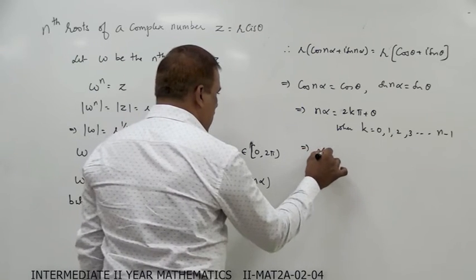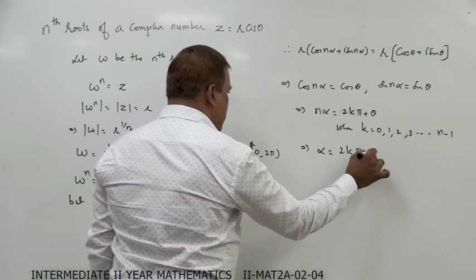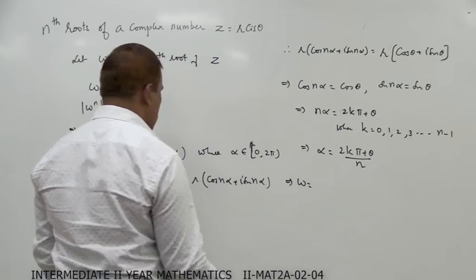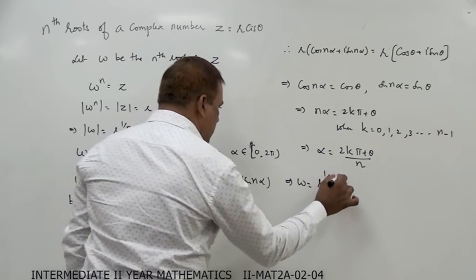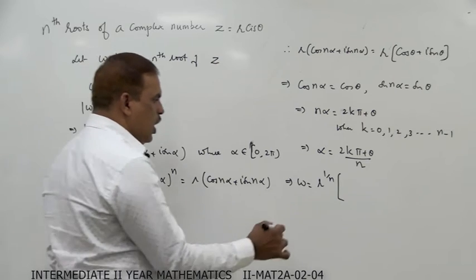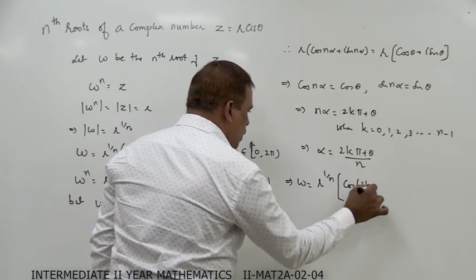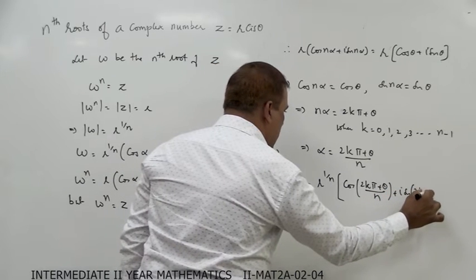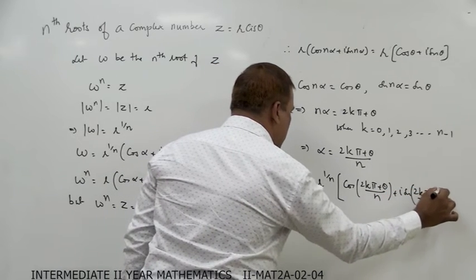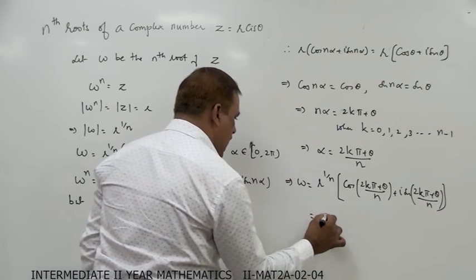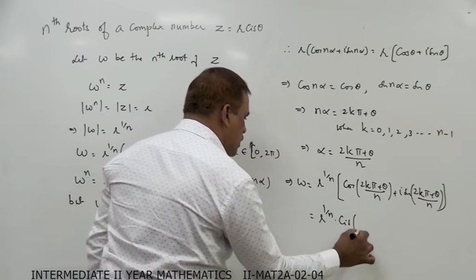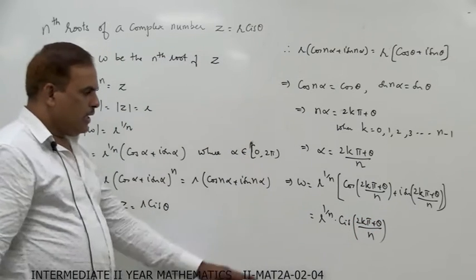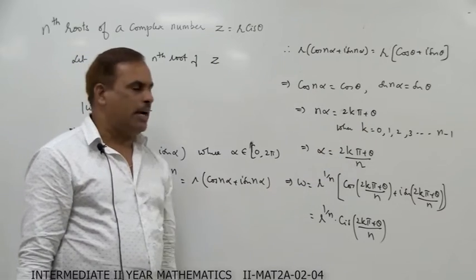This will give you alpha is equal to (2kπ plus theta) whole divided by n. This gives omega is now equal to r power 1 by n into cos of (2kπ plus theta) divided by n plus i sin (2kπ plus theta) divided by n. This is nothing but r power 1 by n into cis of (2kπ plus theta) divided by n, where k values start from 0 till n minus 1.